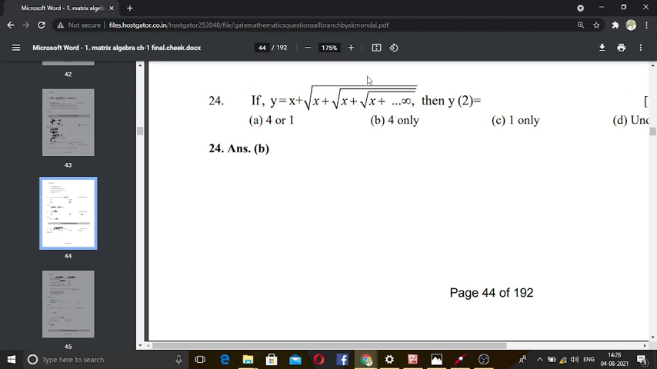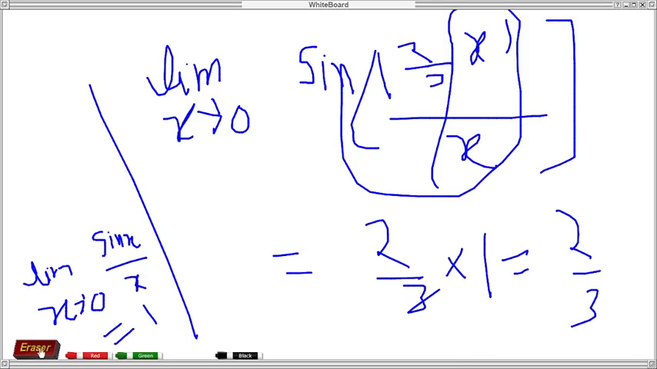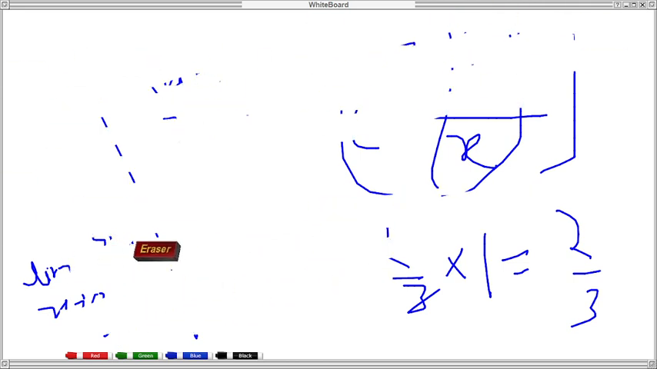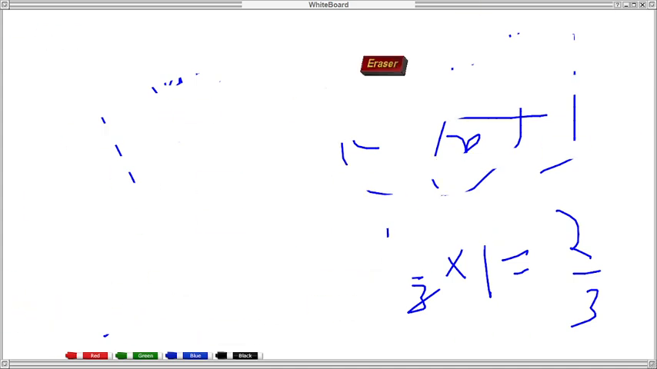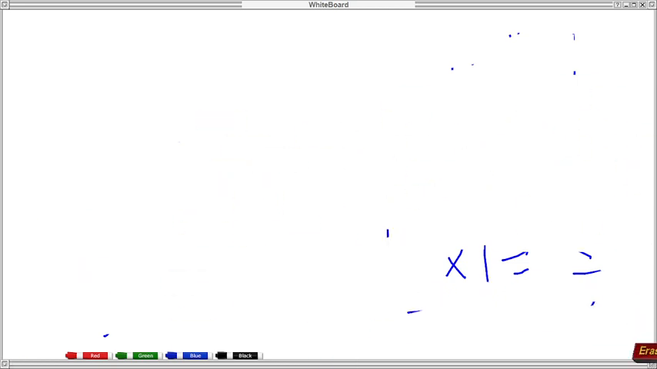So look at this question number 24. This question only looks big, it is not as big as it looks. So simply you can solve this question. This question is like this, I think.